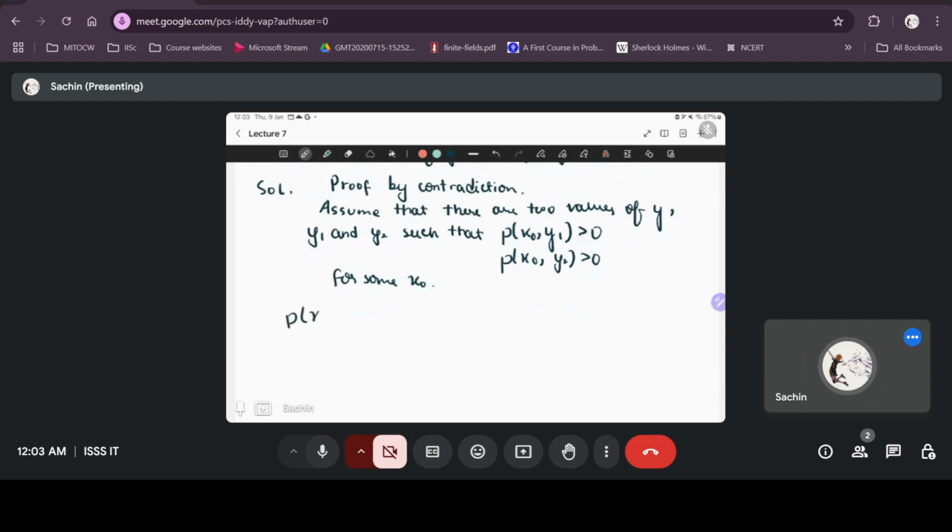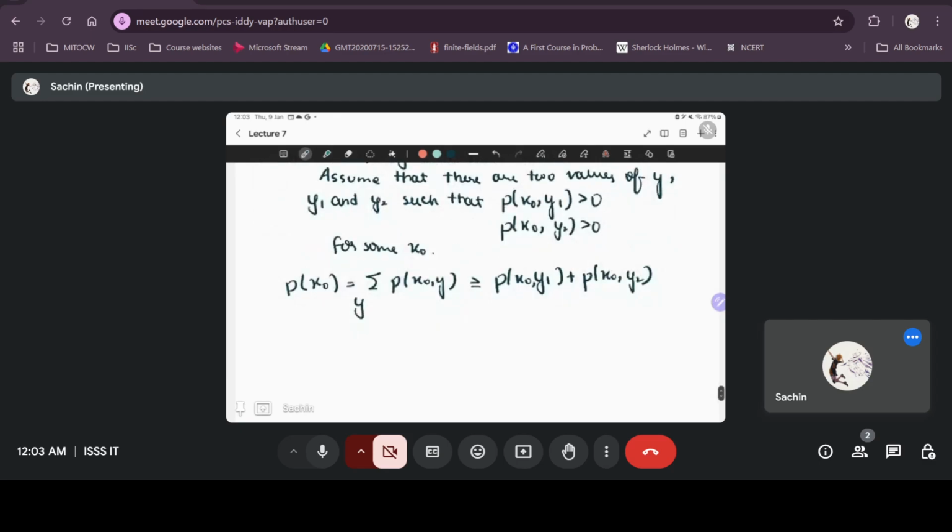Now p of x0 is summation of p of x0 comma y over all y, which is greater than or equal to p of x0 comma y1 plus p of x0 comma y2. But each of these, p of x0 comma y1 and p of x0 comma y2, is greater than 0, so this is greater than 0. Therefore p of x0 is greater than 0.